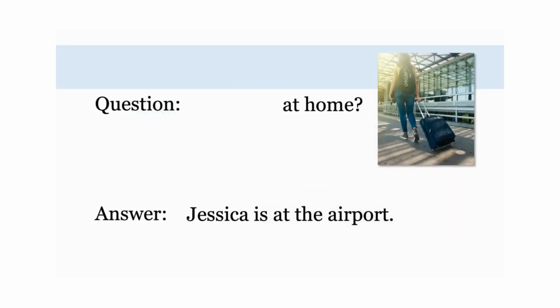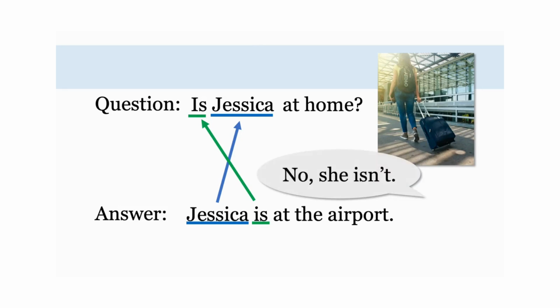Let's practice. Look at the answer. Jessica is at the airport. Jessica is the subject, and is the verb. So we reverse the order, and we get, is Jessica at home? No, she isn't. Jessica is at the airport.